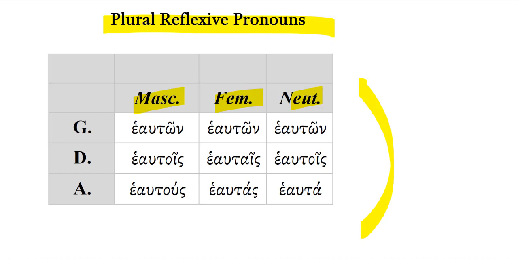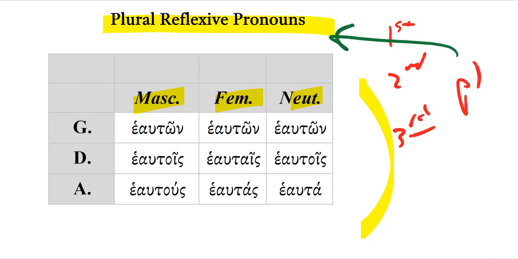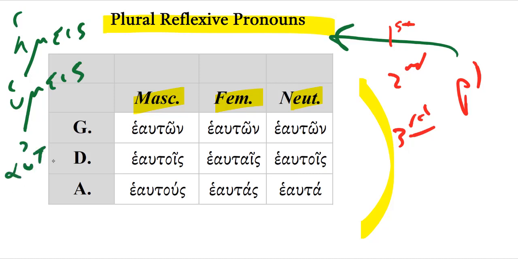What's confusing is these do triple duty. These same forms can be first person, second person, or third person plural reflexive pronouns. The same forms. You're like, how am I going to know? Because they're reflecting back on an explicit subject. Is the subject we? Is the subject y'all? Is the subject they? That tells you whether to translate it ourselves, yourselves, or themselves.